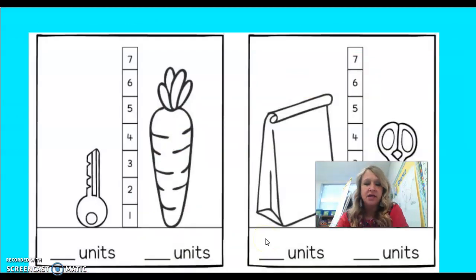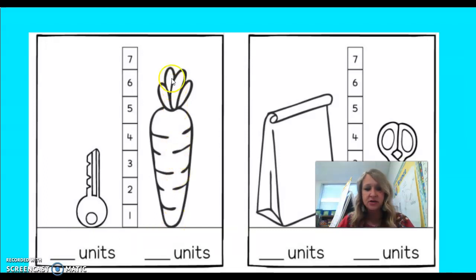All right, we have 4 objects here. We have a key, we have a carrot, we have a bag, and we have a pair of scissors. Now, between the objects are some number blocks. And however high the object goes up the number blocks is how tall that object is. So let's look at the key together. The key, the top of the key stops right here at the top of this number, which is what? 3. So the key is 3 units. You're going to write 3 units in the blank.